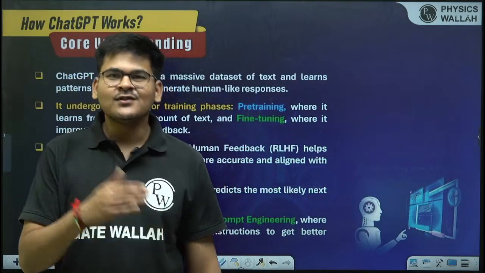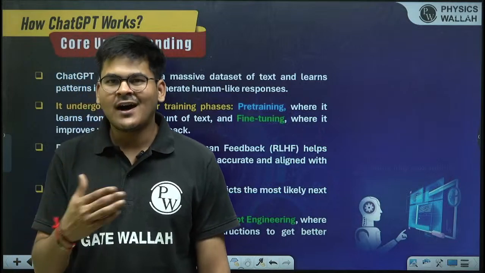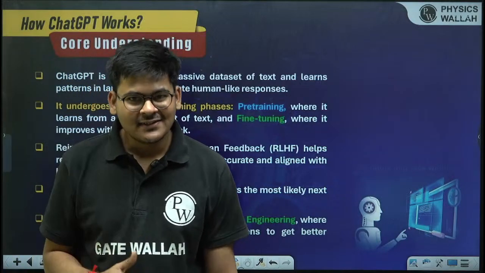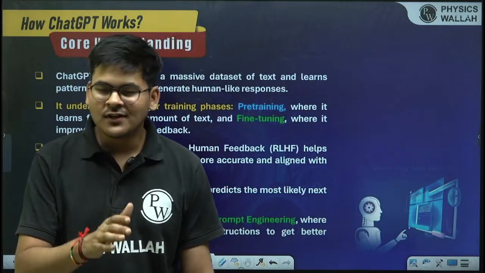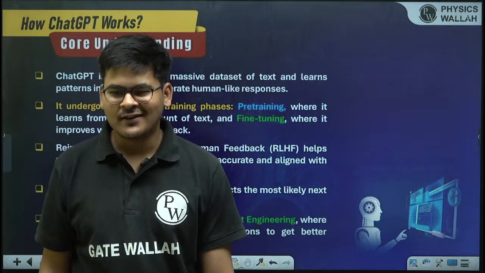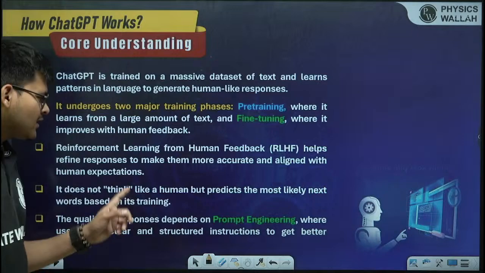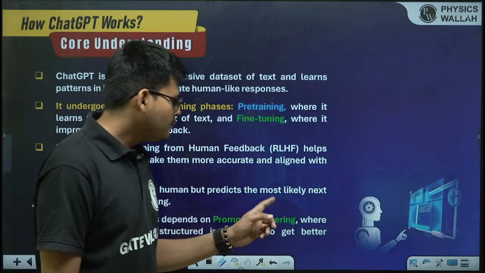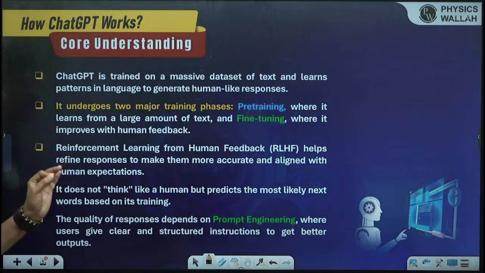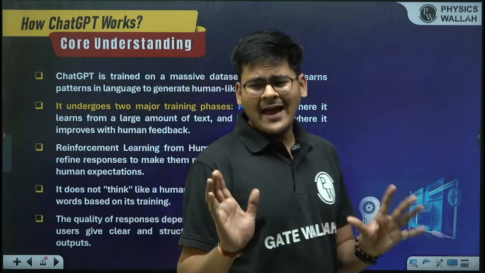Okay, this is right, this is wrong, because we are the right people to understand whether the output that it is giving is correct or not, right? Awesome. So it does not think like a human being, but predicts the most likely next words based on its training. So it is not having its own mind.